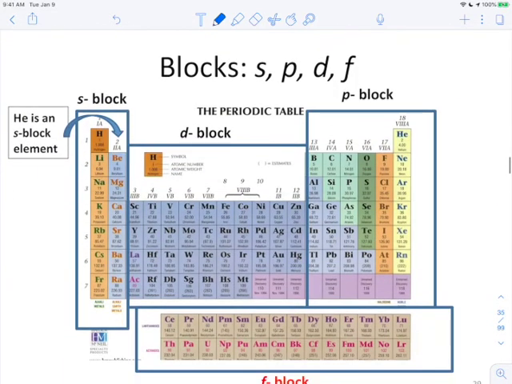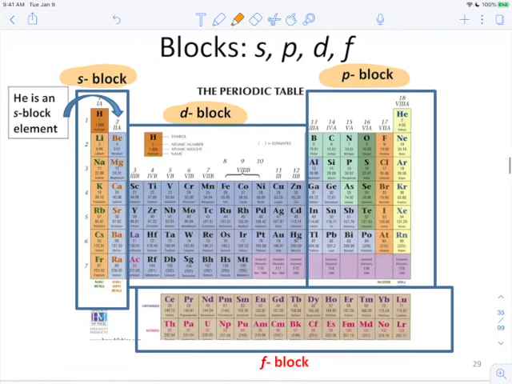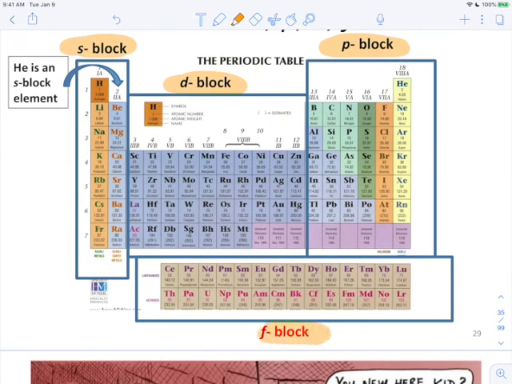All right, the first thing that I really need you to know is your blocks. So if you have a periodic table handy, I would get that out and go ahead and mark your blocks. And these are the same blocks that you learned last semester. So we have our S block here on the left, our P block on the right, the D block is right in the middle, and way at the bottom is the F block.